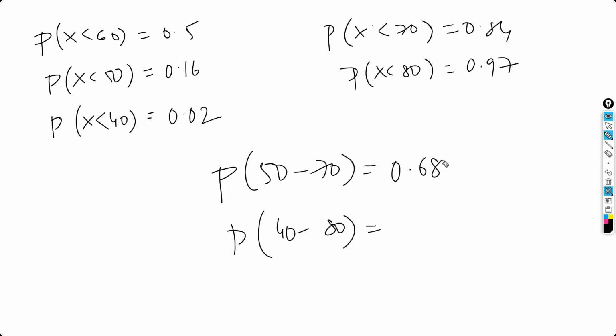What is the probability between 40 to 80? 0.95. That is 0.97 minus 0.02. That's it. Already you are having this value minus this value, right?